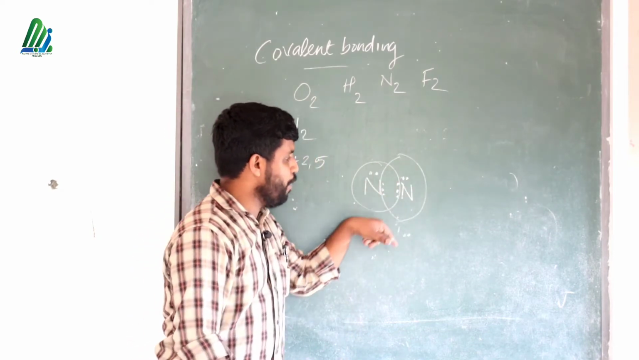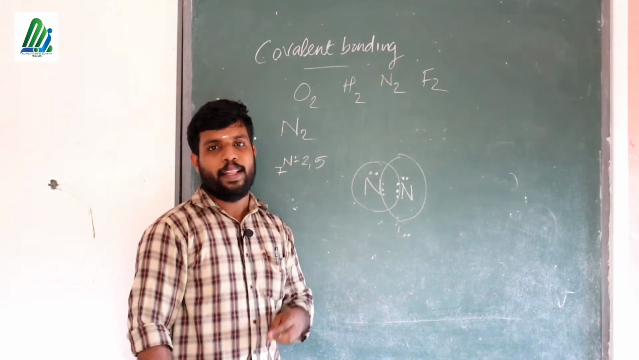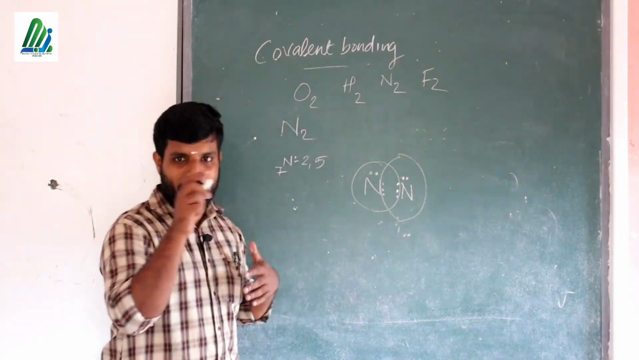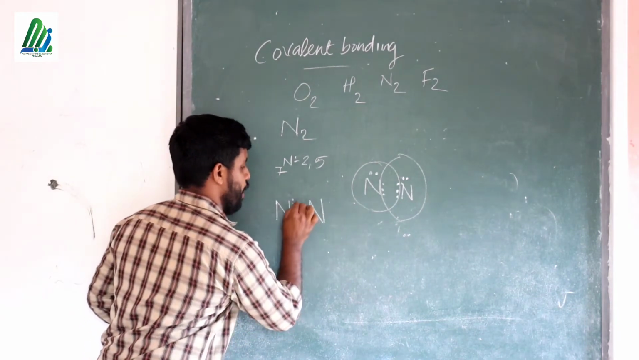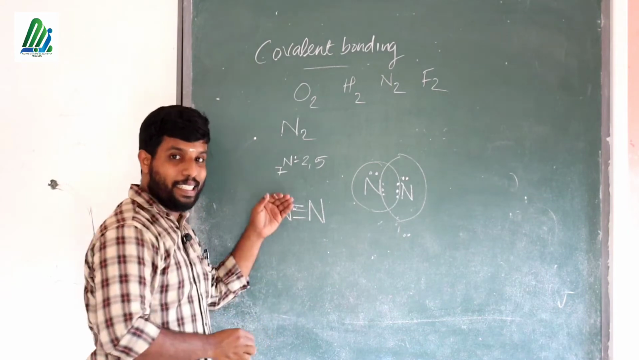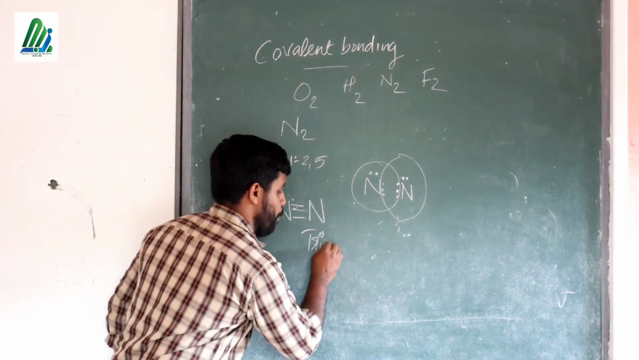So how many pairs of electrons are shared? Total 6 electrons, so 3 pairs of electrons. 3 pairs of electrons are represented by 3 lines, N, N. Then 3 lines are there, 1, 2, 3. That is 3 bonds. It is known as a triple bond.